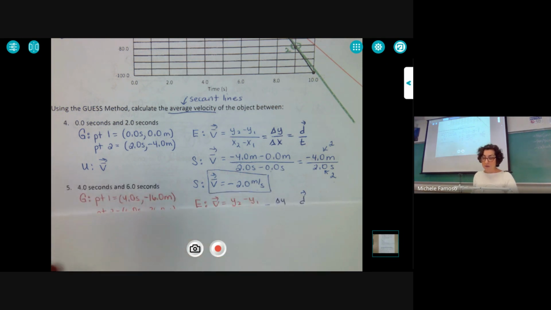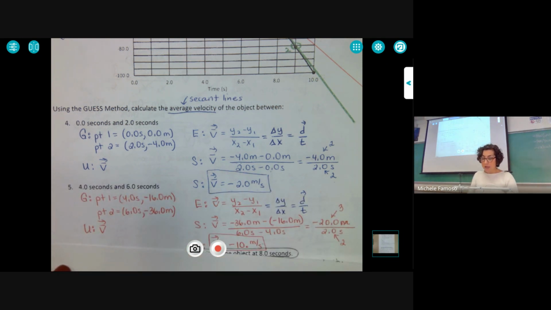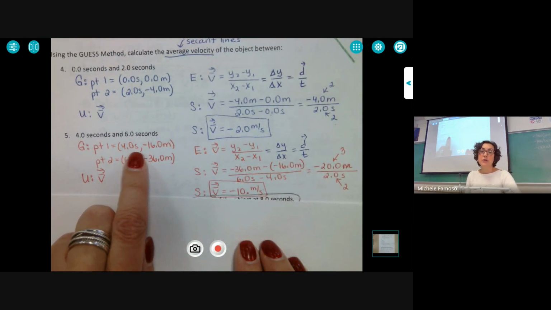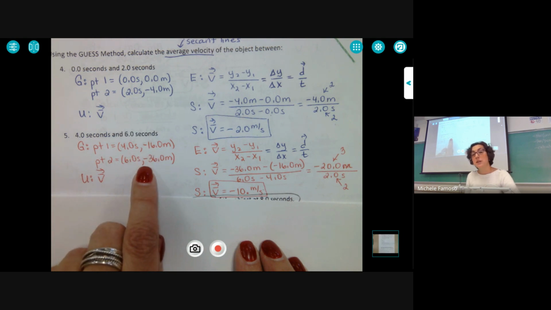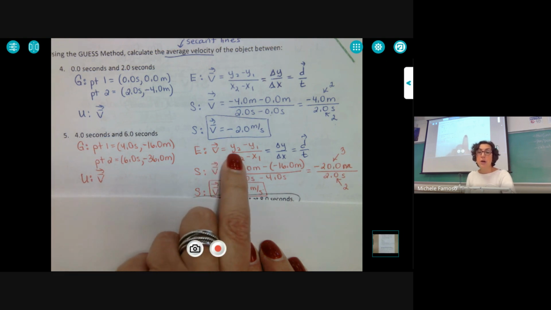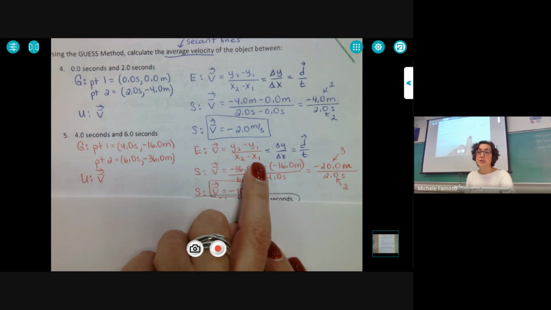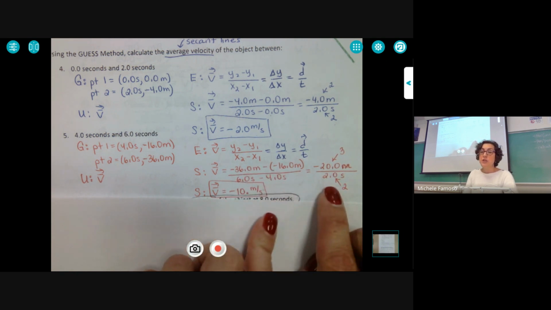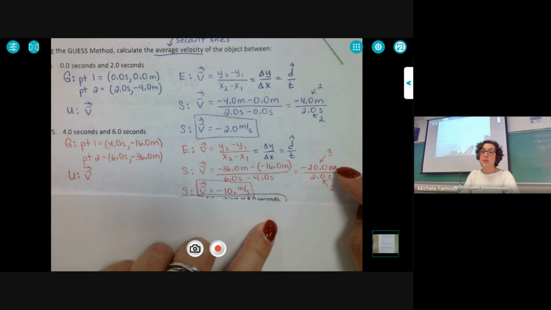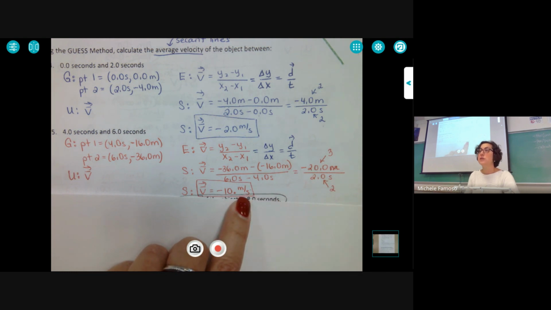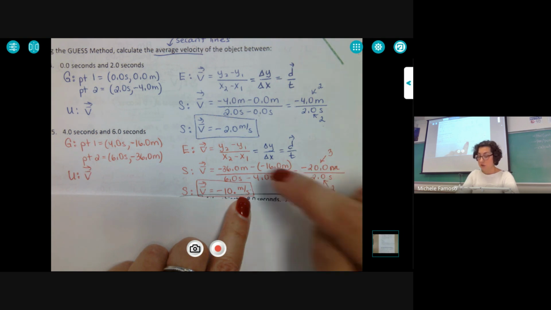All right, and number 5, again, I used the same points, which were the 4 and 6 second time points. So at 4.0 seconds, I had negative 16.0 meters. At 6 seconds, it was negative 36.0 meters. Again, I'm looking for v bar. So v bar is y2 minus y1 over x2 minus x1. I'm then plugging in both of those coordinates with their units. I do my intermediate subtraction, which shows me 3 sig figs in the top and 2 sig figs in the bottom. So I'm going to round to 2 sig figs, which gives me negative 10 meters per second. So you should have something very close to that. Maybe your sig figs are different because the coordinates you chose were different.